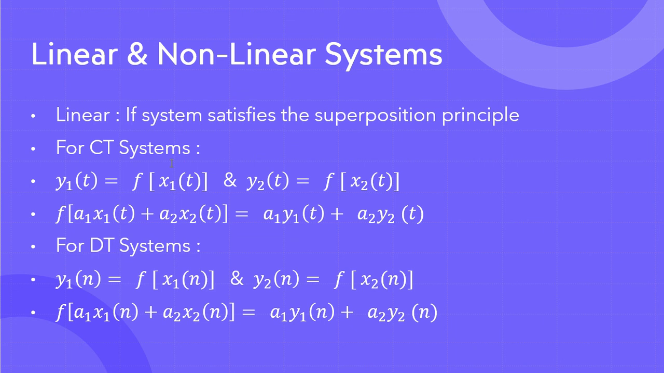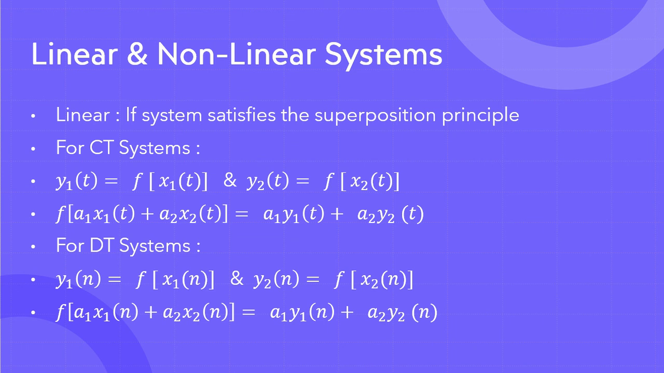And again, the discrete time system is considered linear if and only if it satisfies the condition given here. What is the condition? See, f of a1 x1 of n plus a2 x2 of n is equal to a1 y1 of n plus a2 y2 of n. If this condition is satisfied, that means your discrete time system is a linear system. And if it doesn't, then it is a non-linear system, right? It's pretty much straightforward for linear and non-linear systems.